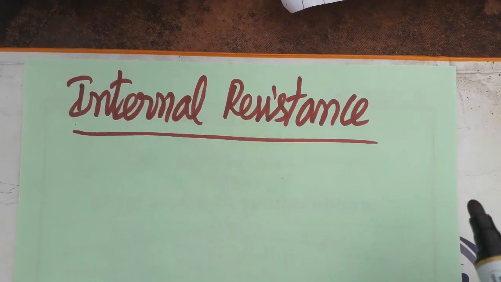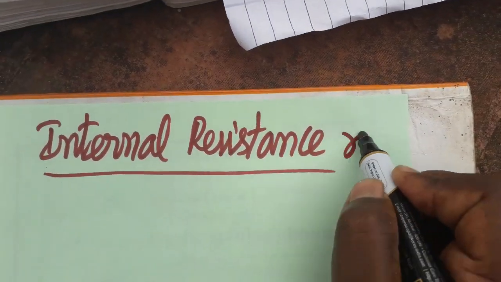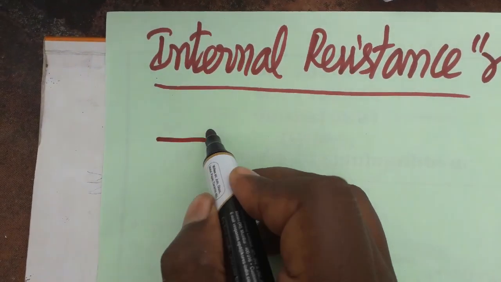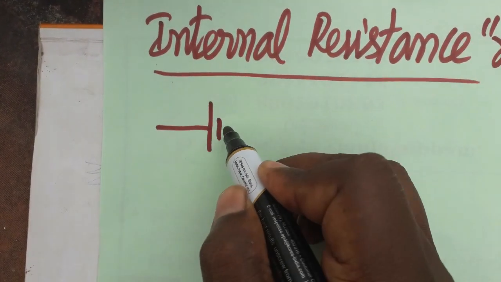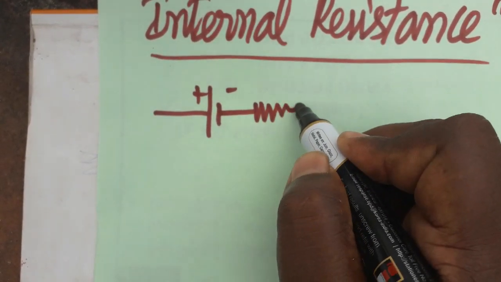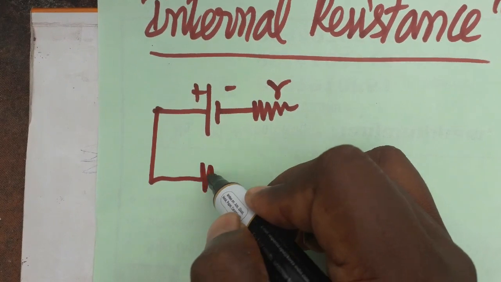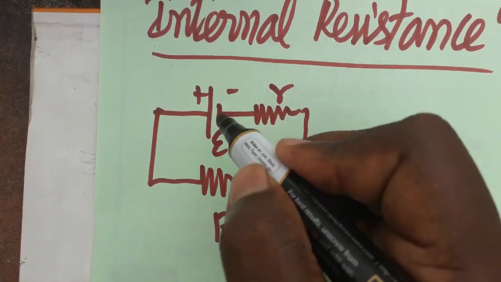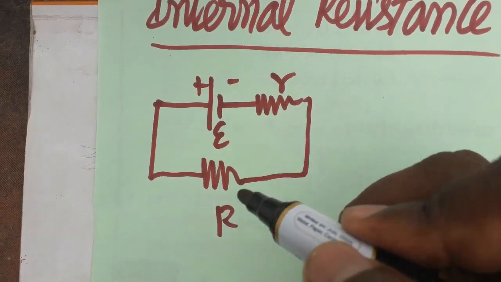Hello friends, in this video we are going to learn how to find the internal resistance from the EMF. From the battery, chemical energy is converted into electrical energy. Inside the battery, plus or minus, there will be an internal resistance, small r. I have taken the external resistance as capital R. This is the total EMF, this is the internal resistance, and this is the external resistance.